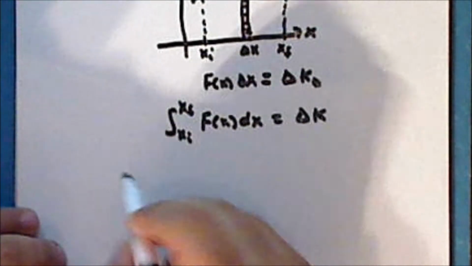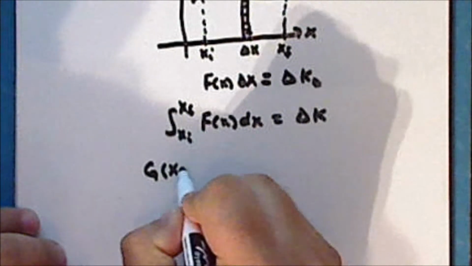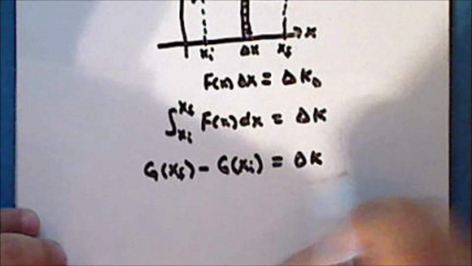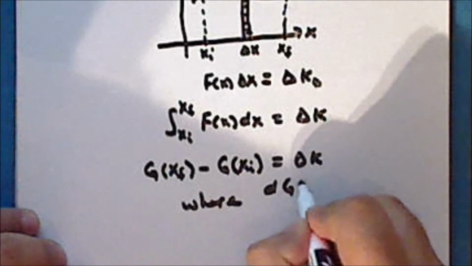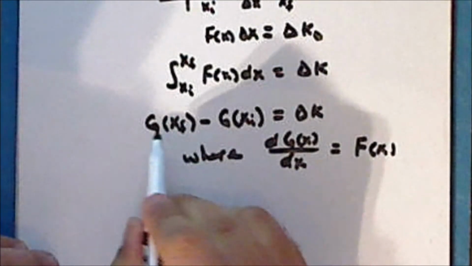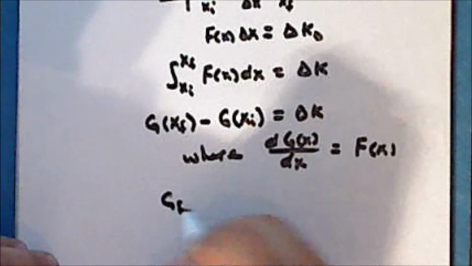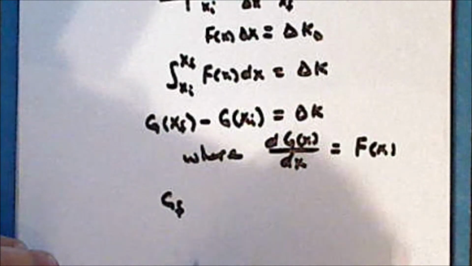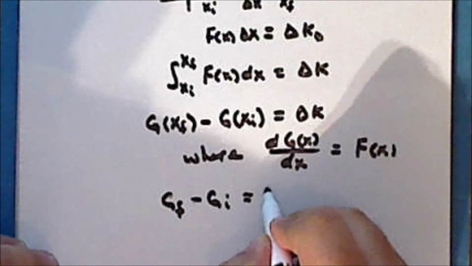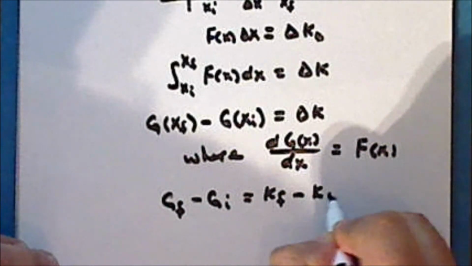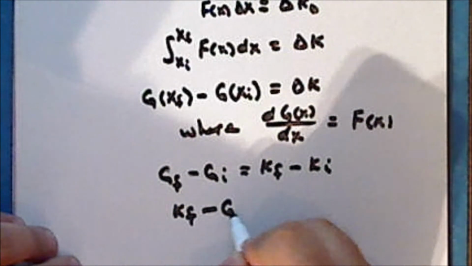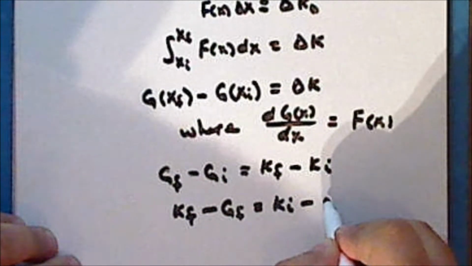Now by the fundamental theorem of calculus, this integral is g of x sub f minus g of x sub i, where the derivative of g of x with respect to x gives us the function F of x. Now g of x sub f is simply the value of the function g at that point, so we'll call it g sub f. Similarly, we'll call g of x sub i g sub i, and this is equal to the change in kinetic energy. Now we can rearrange this equation so that we have the final kinetic energy minus g sub f is equal to the initial kinetic energy minus g sub i.